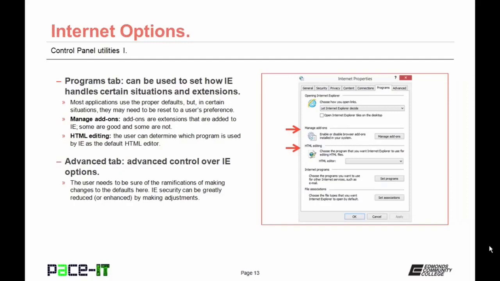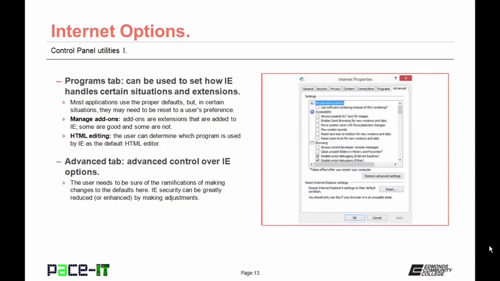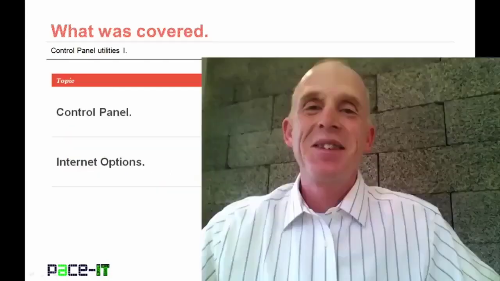If you wish to view the coding for a web page or to edit a web page, the HTML default editor can be set from this section. The last tab is the Advanced tab. This allows for advanced control over Internet Explorer options. You need to be sure of the ramifications before changing defaults here. Internet Explorer security can be greatly reduced or enhanced by making adjustments here.